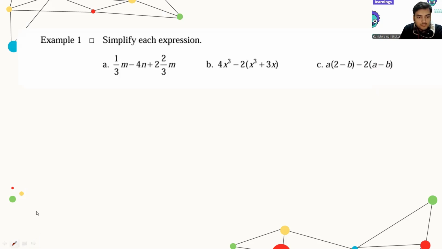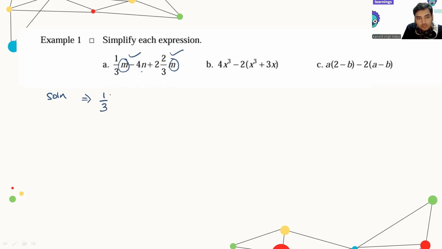Okay, so here we have some expressions given, right? Remember, they don't have an equal to sign. So see now, first of all, I'll identify the like terms, exactly the same terms. Okay, m is there, these two are like terms, and n is there, these are unlike terms. Like terms, I'll write them all together.